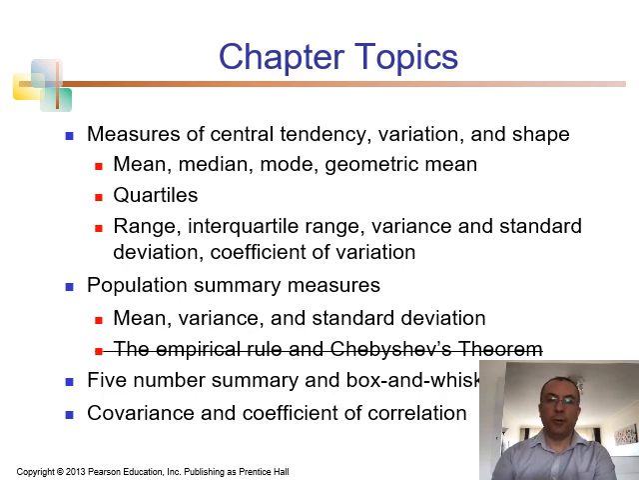deviation, coefficient of variation. Similarly, we will do the same statistics on the population, and we will also look at the 5-number summary, and using the 5-number summary, we will create box and whisker plots, and we will also see covariance and coefficient of correlation.